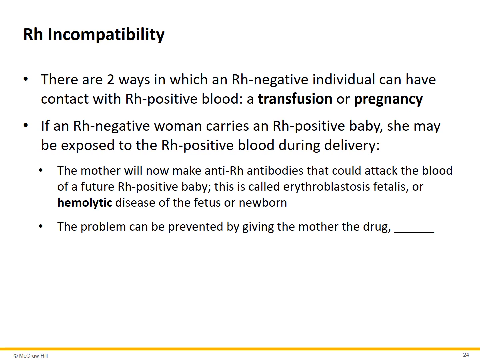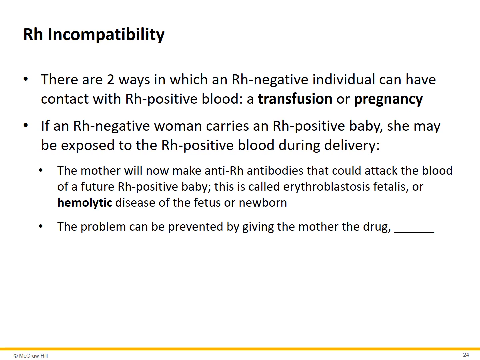So this is called erythroblastosis, an abnormal condition. Erythro, red blood cell. Blast means developing, and then fetalis, of the fetus. Or hemolytic: hemato, blood, lysis means breakdown. So it's a breakdown or destruction of developing fetal cells, and these children can be born very anemic because their red blood cells have been broken down.